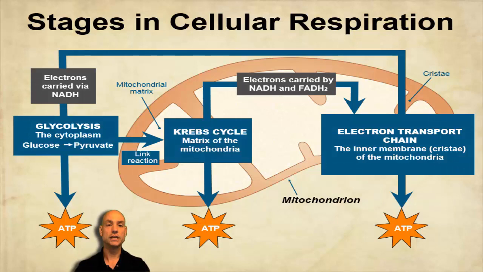So here are the different stages. Notice that all of these produce some ATP. Okay, so we have glycolysis. It takes place in the cytoplasm. It takes glucose and converts it into this thing called pyruvate.